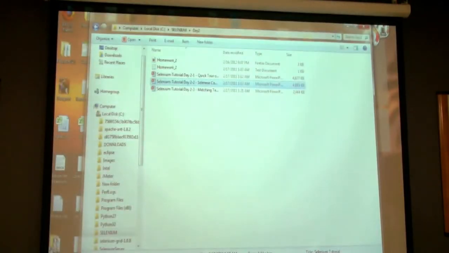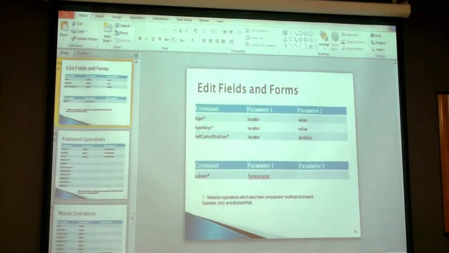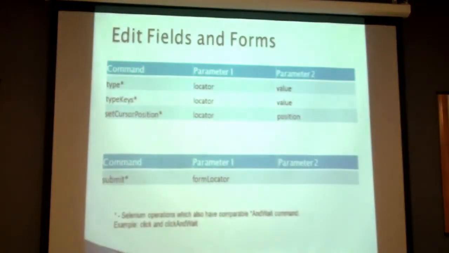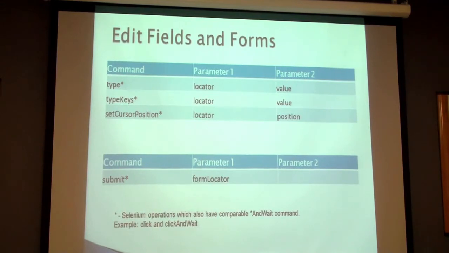So that's the difference between type and type keys. Type actually replaces the value, versus type key simulates an actual key press. Set cursor position, that's when you're trying to highlight only a word inside a paragraph or something like that. You can actually set it and then say highlight from here to here. So it literally places your mouse in a specific position somewhere in the website.